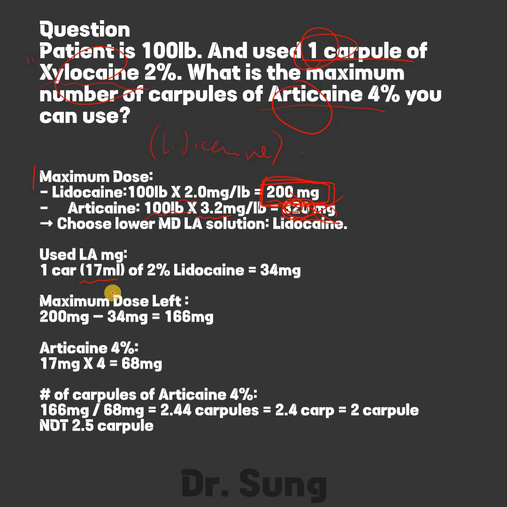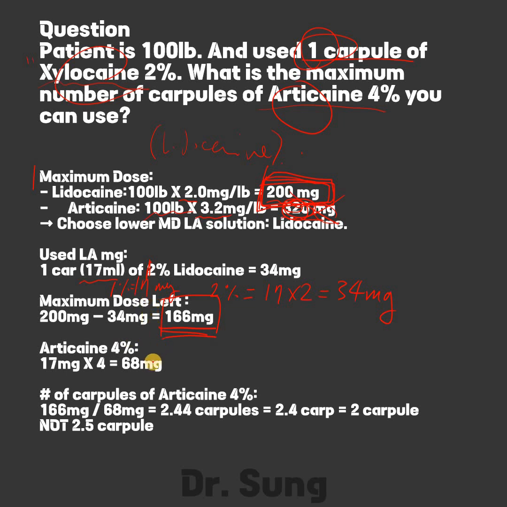And in one carpule, if it is 1%, only 17 milligram of lidocaine is inside. But since it is 2%, how many? Times 2, okay? If it is 1%, it is 17 milligram. But since it is 2%, 17 times 2, so it becomes 34 milligram. So we have already given 34 milligram to the patient. So if you subtract 34 from 200, then it'll be 166 milligram. So we have 166 milligram more to give. We can give safely within 166, but it should not exceed 166, right?